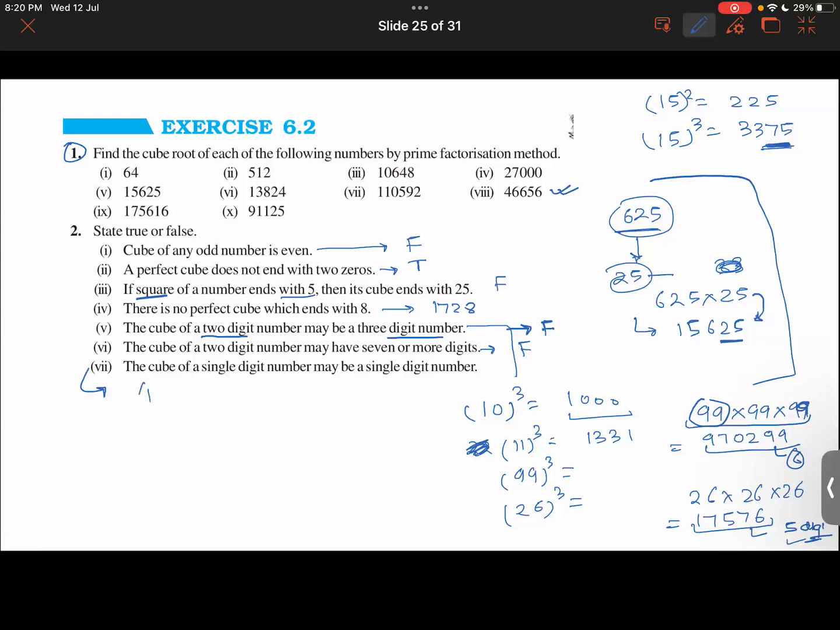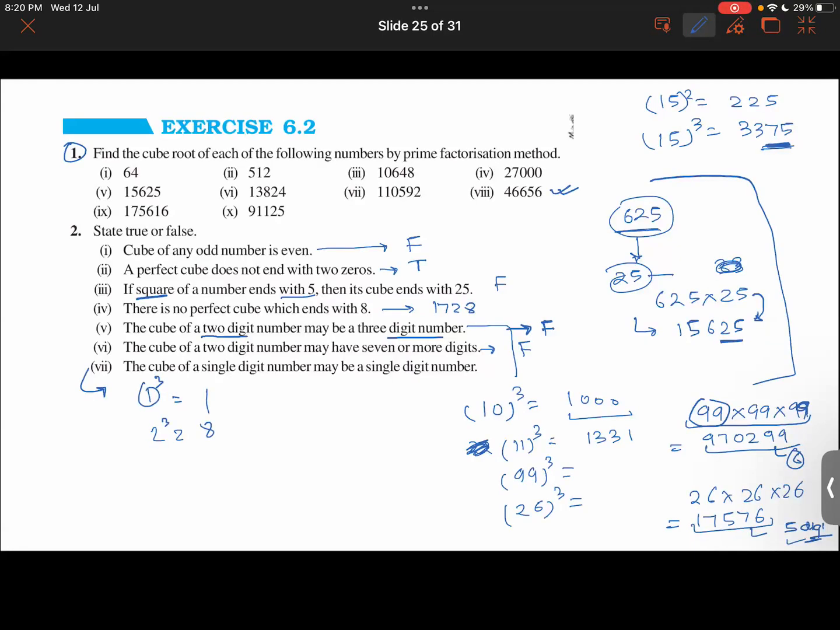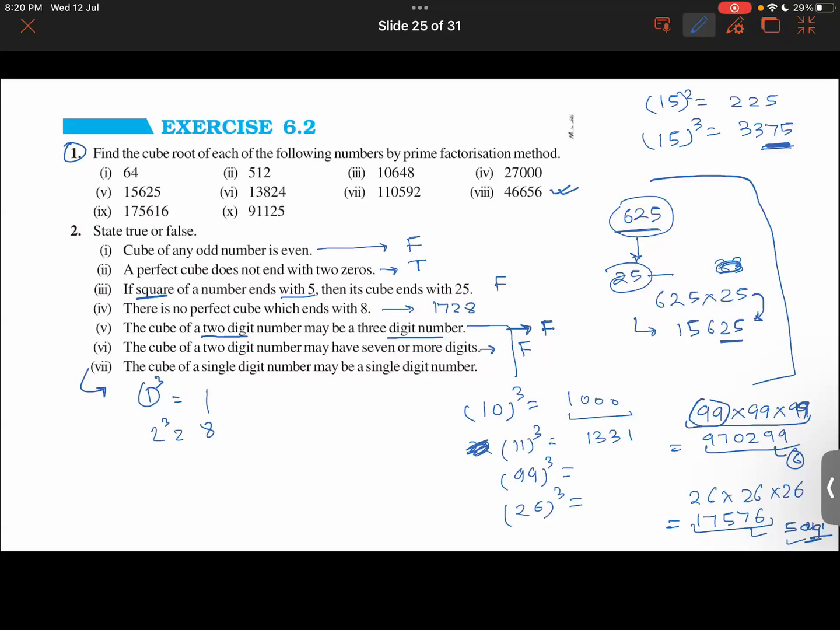For example, for 1, the cube is 1. For 2, it is 8. So that is pretty simple. Now check your exercise books. If you have more questions in the chapter, no more exercises in this chapter. The PDF which I took, I saw only 2 exercises in there. See if there are more exercises in your book.